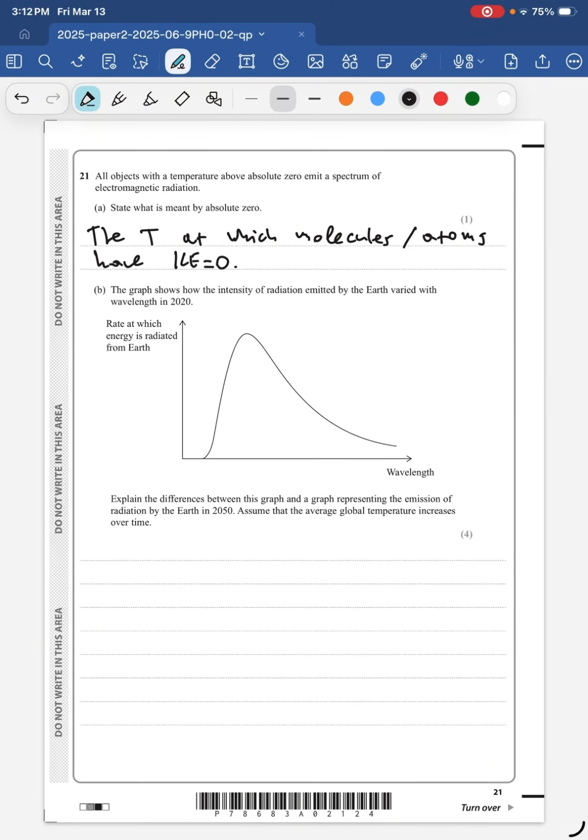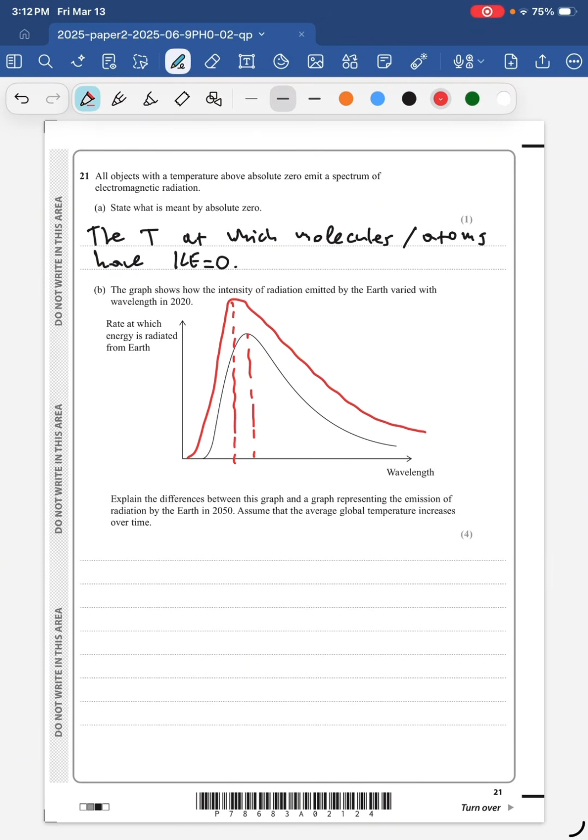B. The graph shows how the intensity of radiation emitted by the Earth varied with wavelength in 2020. Explain the differences between this graph and a graph representing the emission of radiation by the Earth in 2050. Assume that the average global temperature increases over time. So if this happens, I guess we will have a new graph. Let's use red, which will have a higher peak, which occurs at a lower wavelength.